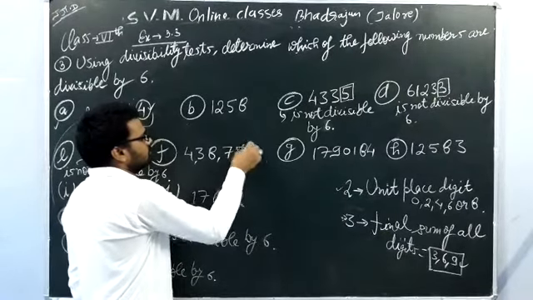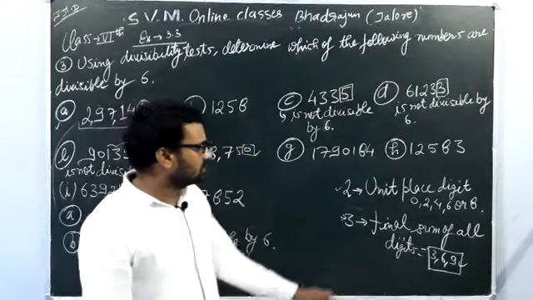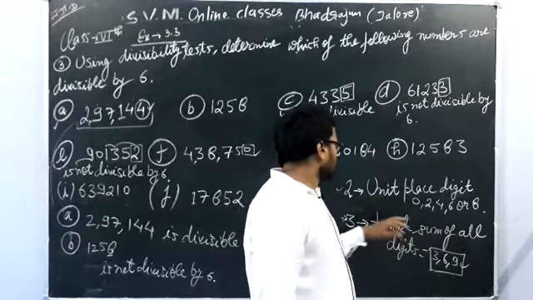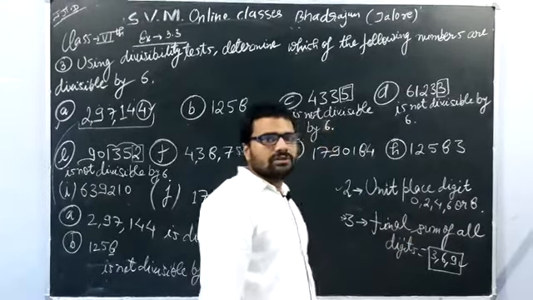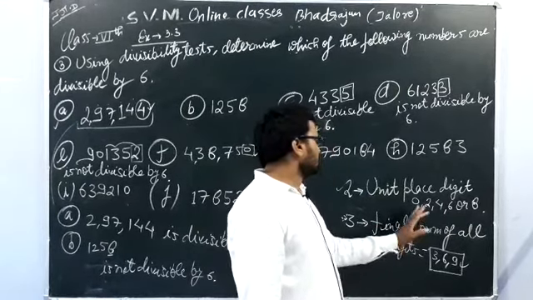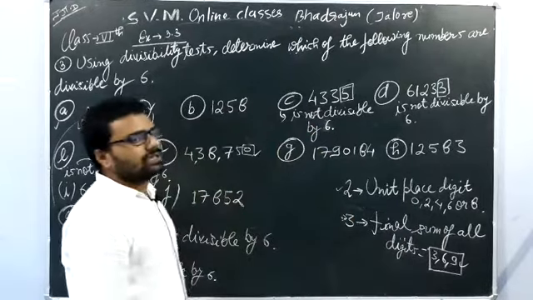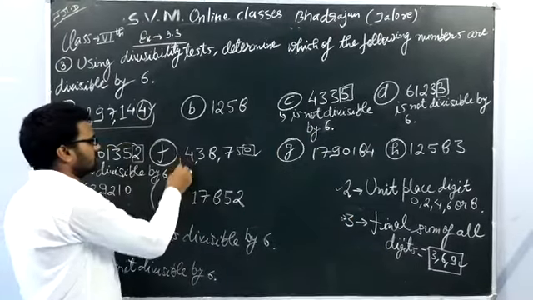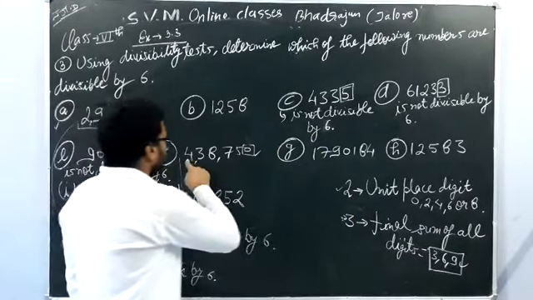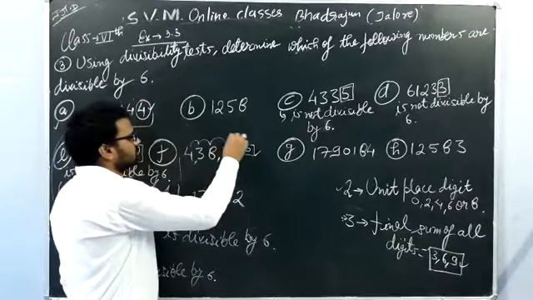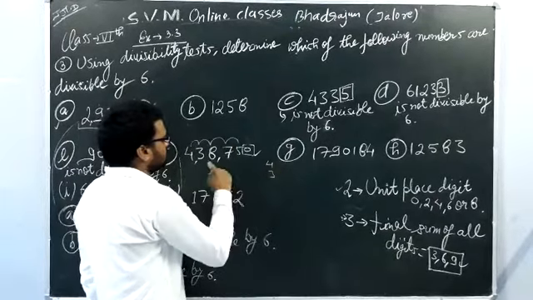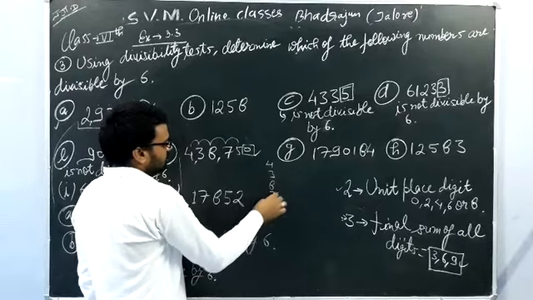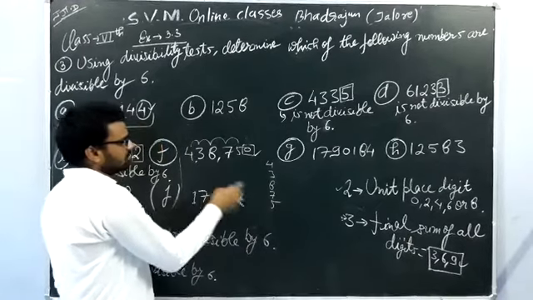Next part. Here we are seeing the unit place digit is 0, and 0 is coming over here, so we can see that the number is divisible by 2. Now we will check whether the number is divisible by 3 or not. For this we will add these digits: 4, 3, 8, 7, 5, 4, 3, 8, 8, 7, 5.